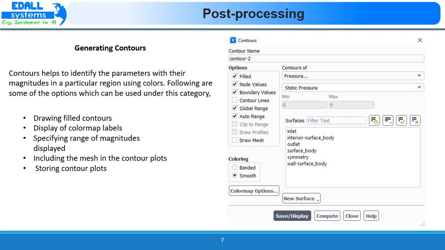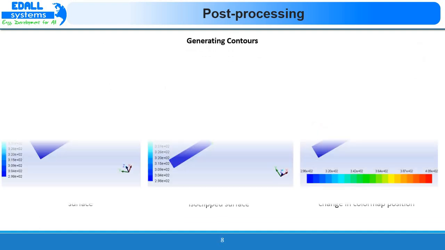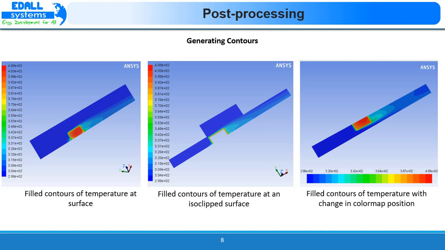Then we can include the mesh in our contour plots. Then we can even save these contour plots as we need in different formats. So that also we will see in further slides. So here I have added some examples of how the contours are generated.